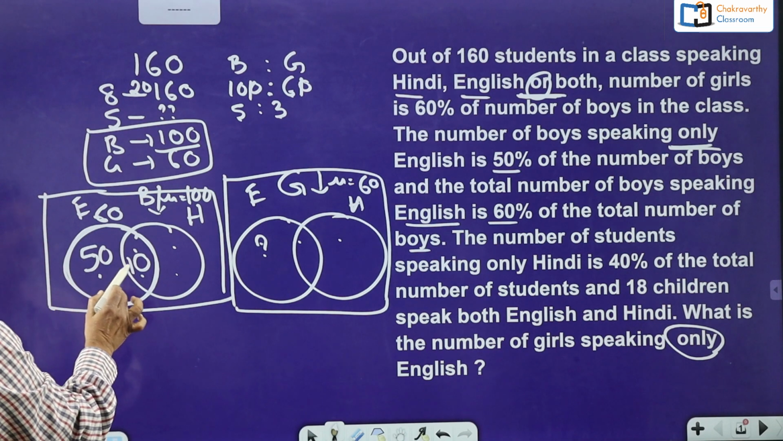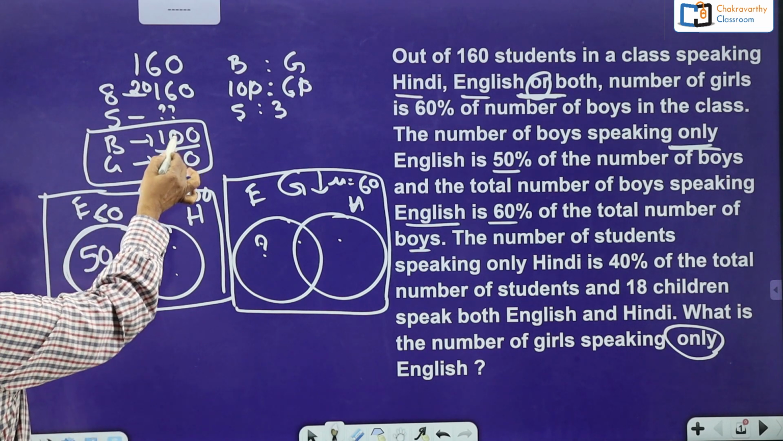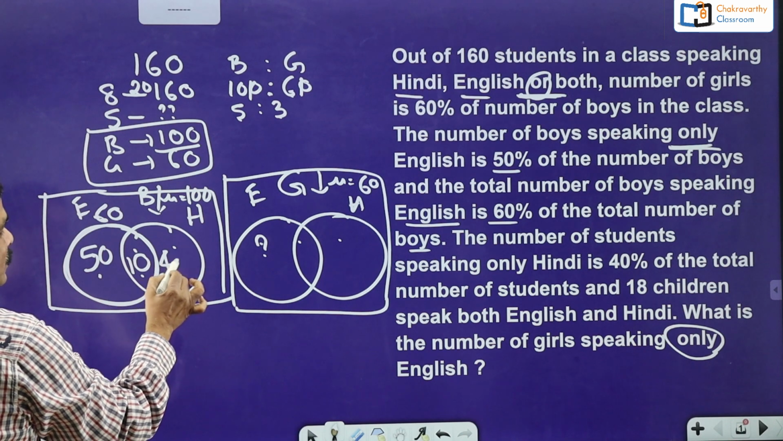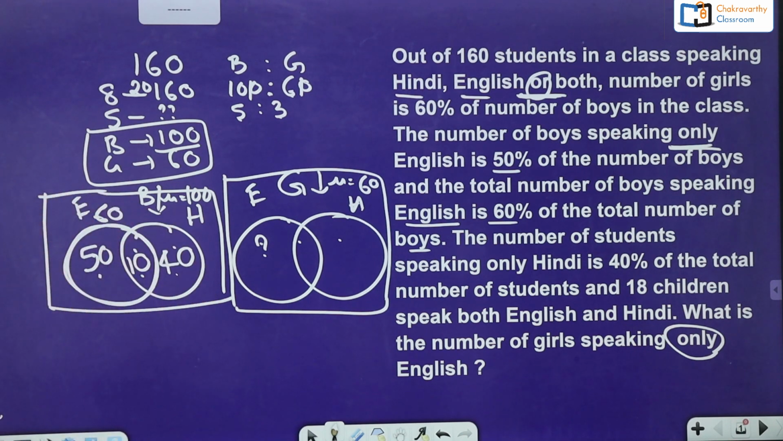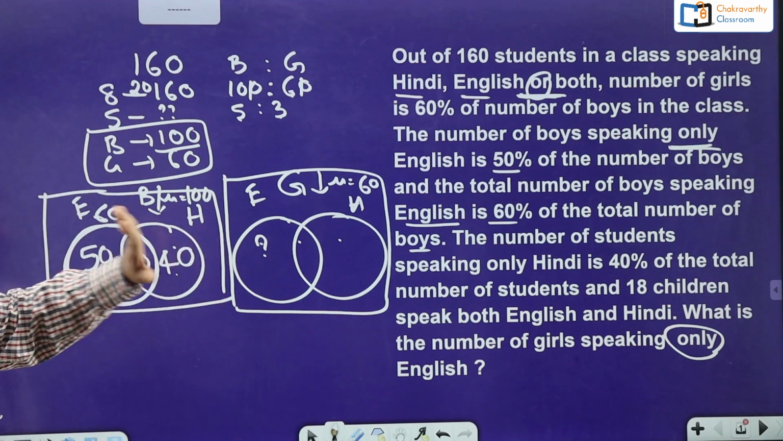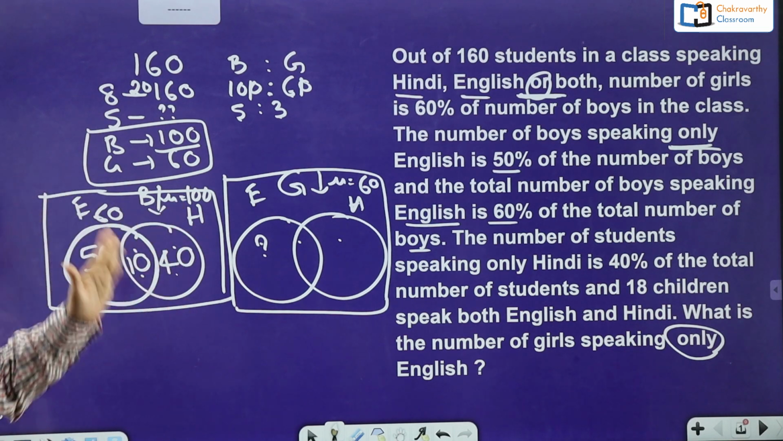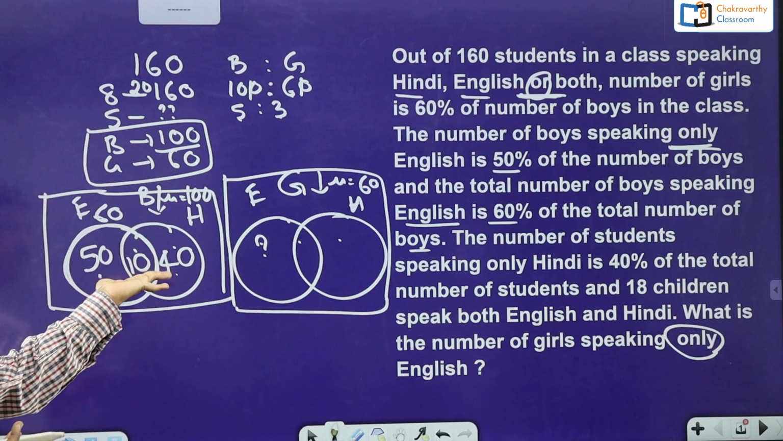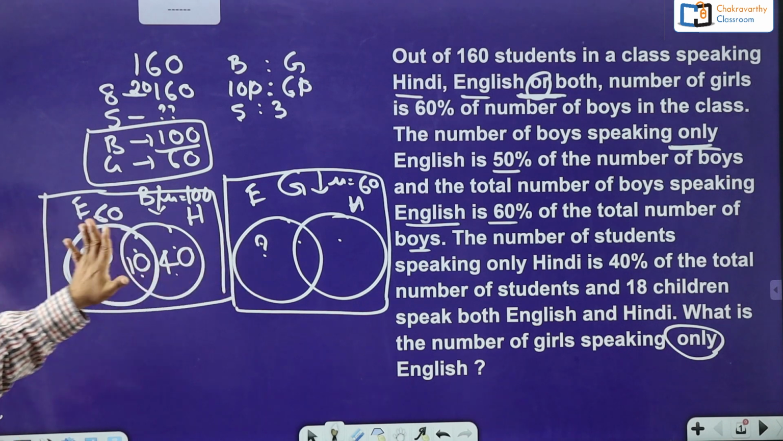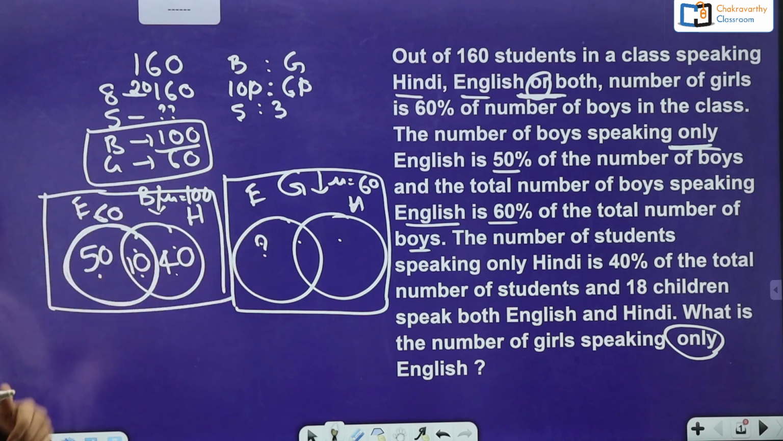Now here 50 plus 10, of course that is 60. 100 minus 60, it must be 40. 40 is the boys who can speak only Hindi, that is 40. Of course, my question is not on this one, but to find out this, you need to fill up this. Later on, we will go for that one.